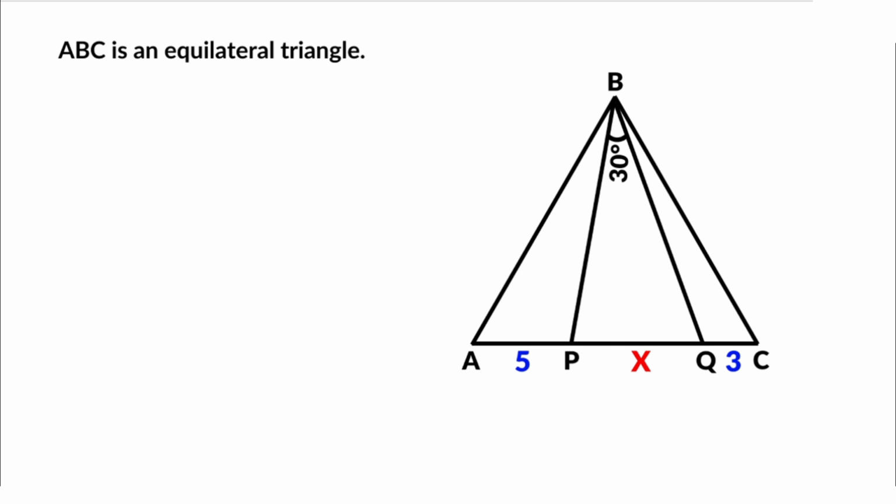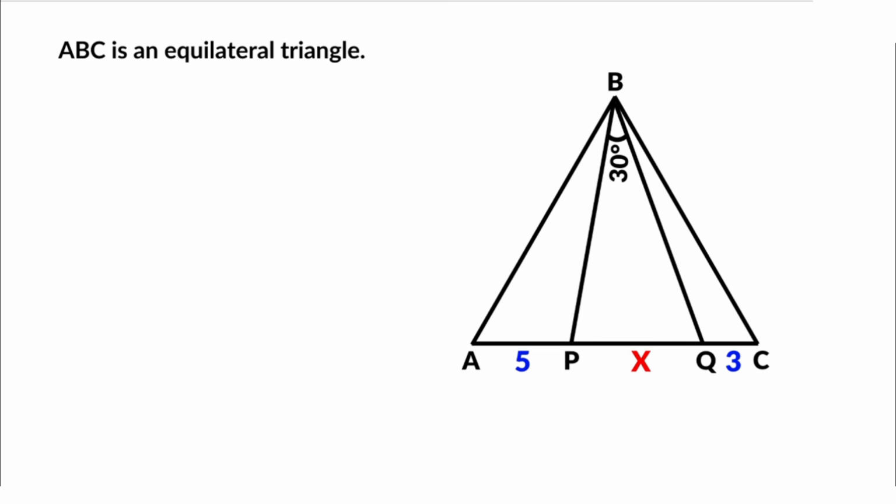We are given an equilateral triangle ABC with point B at the top and side AC as the horizontal base. On that base, there are 2 points, P and Q. Drawing the segments BP and BQ divides the large triangle into 3 smaller regions.